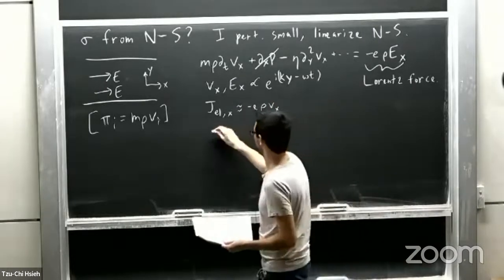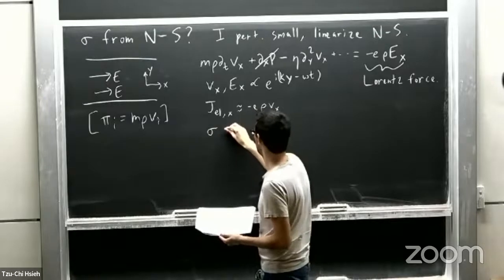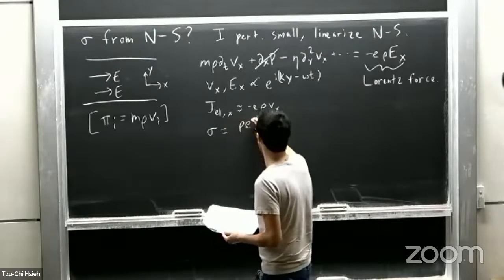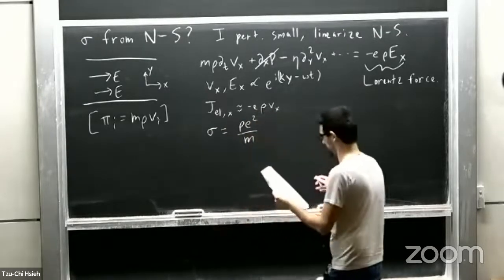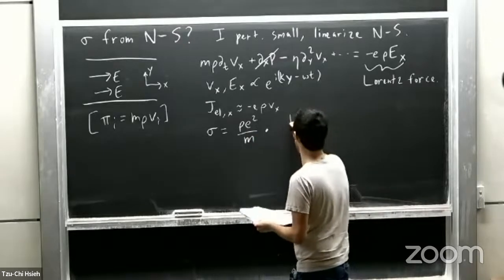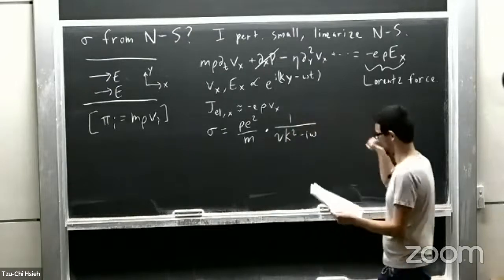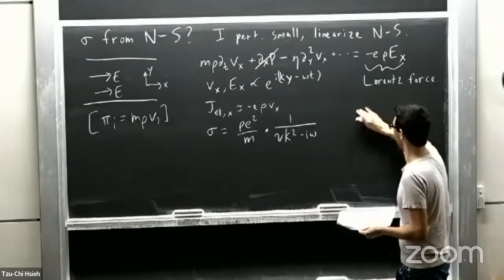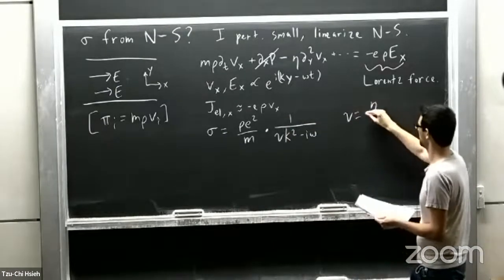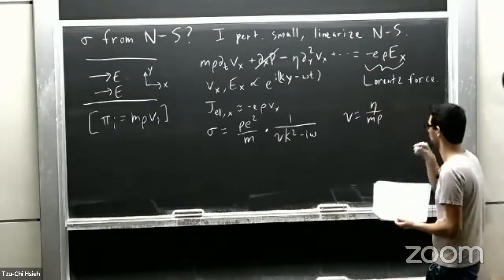And after a couple lines of algebra, you find that your conductivity is equal to density e squared over m times 1 over nu k minus i omega, where this parameter nu is my kinematic viscosity, eta over m times rho.